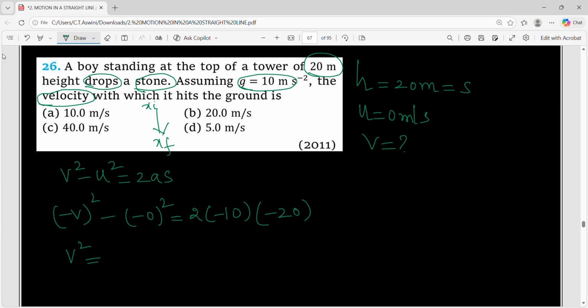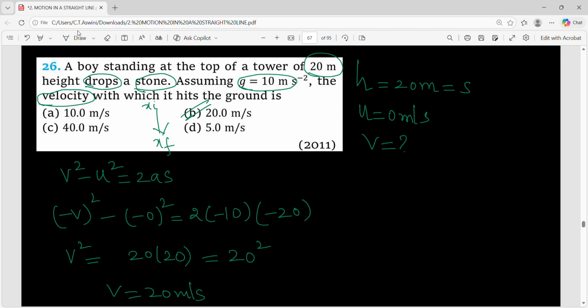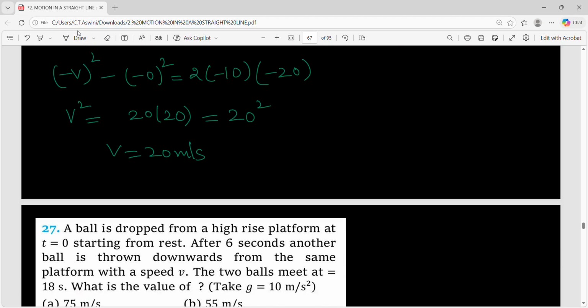Now simplify this. V square is equals to 20 into 20. So I can write it as 20 square. So what will be V now? It will be 20 meter per second. So this is the velocity. So answer is option B. I hope you are clear with these problems now.